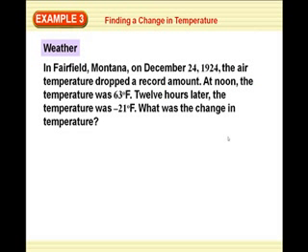Okay. In Deerfield, Montana, on December 24th, 1924, the air temperature dropped a record amount. At noon, the temperature was 63 degrees Fahrenheit. Well, that's pretty warm on December 24th. 12 hours later, the temperature was negative 21 degrees Fahrenheit. What was the change in temperature? So it went from 63 to negative 21. So the change in temperature is what's the difference of the two temperatures? So you'd go boom, boom. That would be an 85 degree difference. Wow. Talk about night and day.